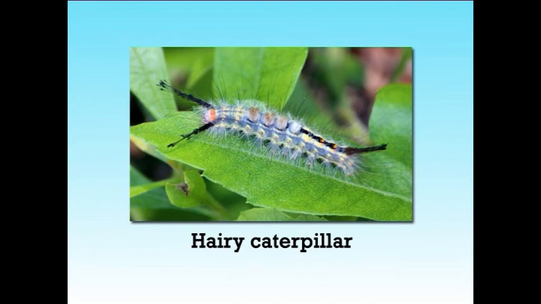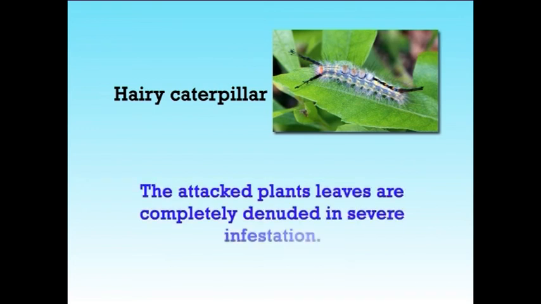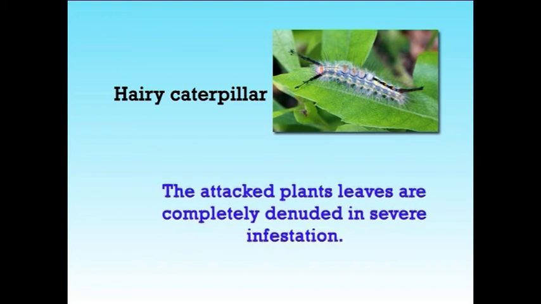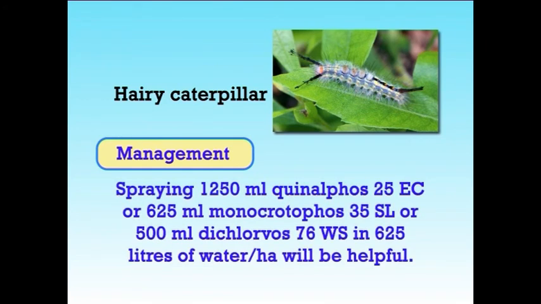Hairy caterpillar. Initially, the caterpillars feed gregariously. The larvae are covered with hair. The attacked plant leaves are completely denuded in severe infestation. Management: spraying 1250 ml quinalphos 25 EC or 625 ml monocrotophos 35 SL or 500 ml dichlorvos 76 WS in 625 liters of water per hectare will be helpful.